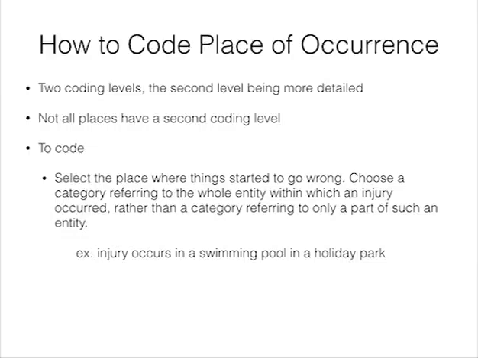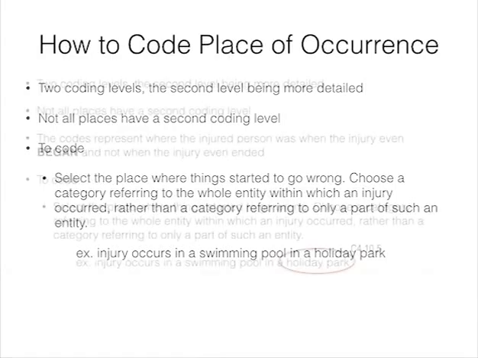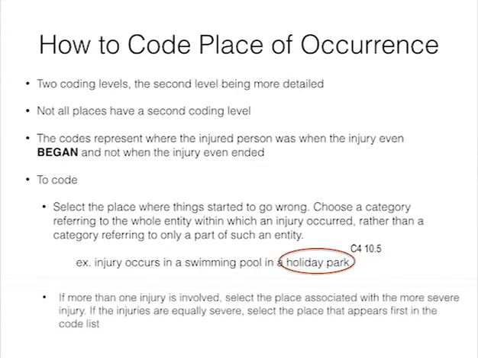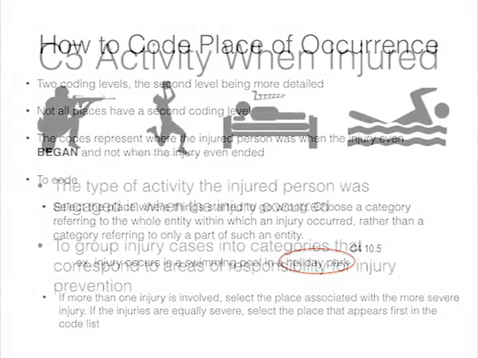For example, if an injury occurred while being in the swimming pool in a holiday park, code place of occurrence as holiday park C4 10.5 rather than the swimming pool, which is C4 5.3. If more than one injury is involved, select the place associated with the more severe injury. If the injuries are equally severe, select the place that appears first in the code list.